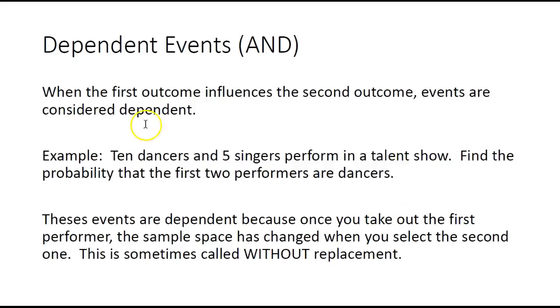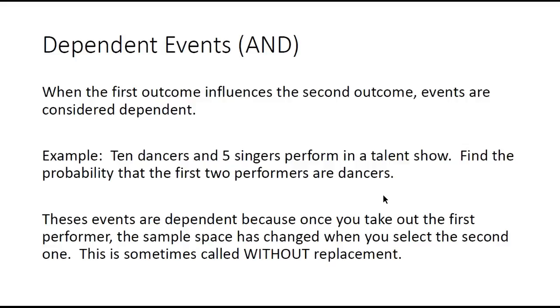Sometimes the first outcome changes the sample space for the second outcome. These are called dependent events. In this example, there are 10 dancers and 5 singers. You want to pick 2 dancers. You are measuring the first choice and then the second choice.